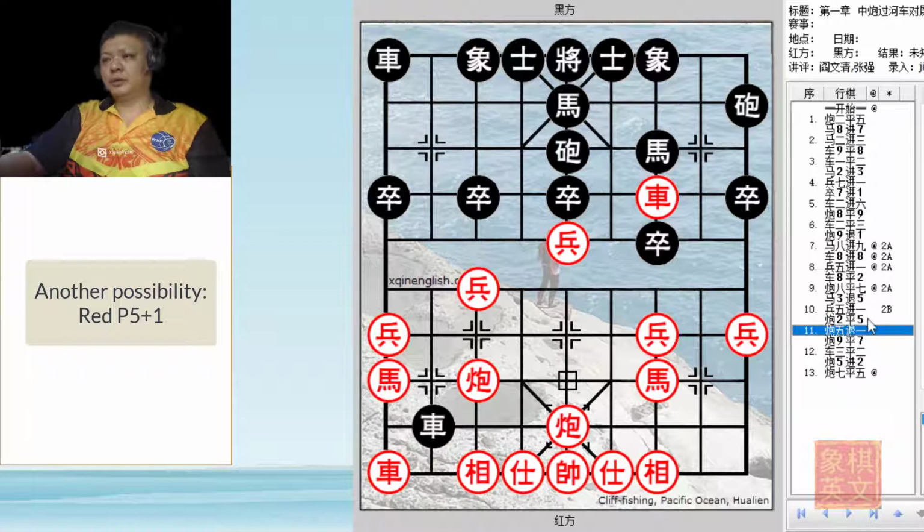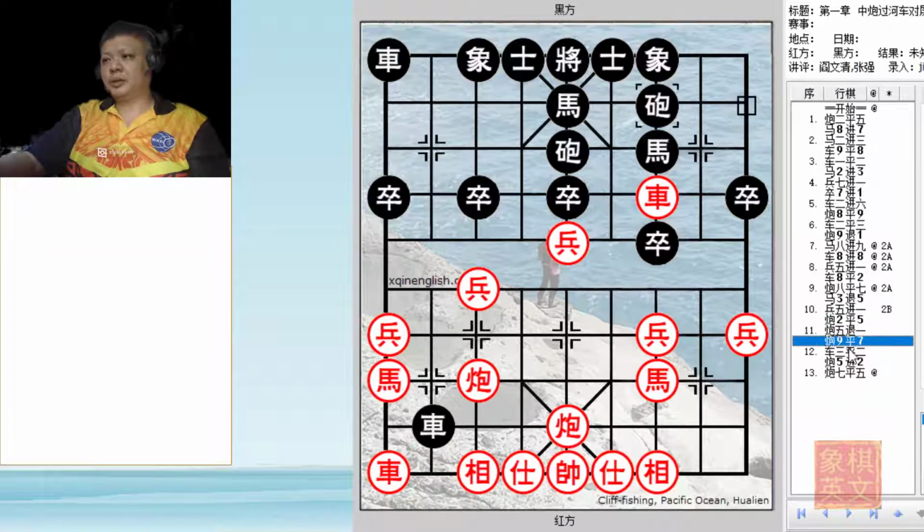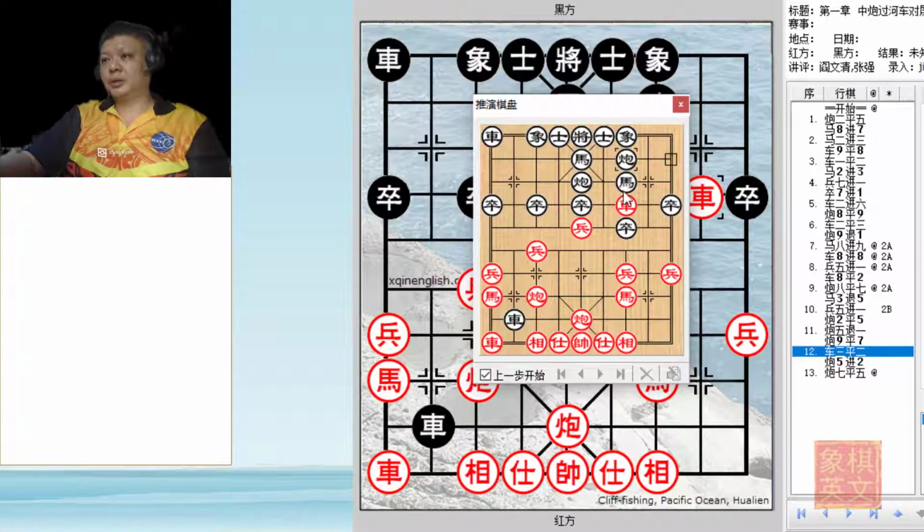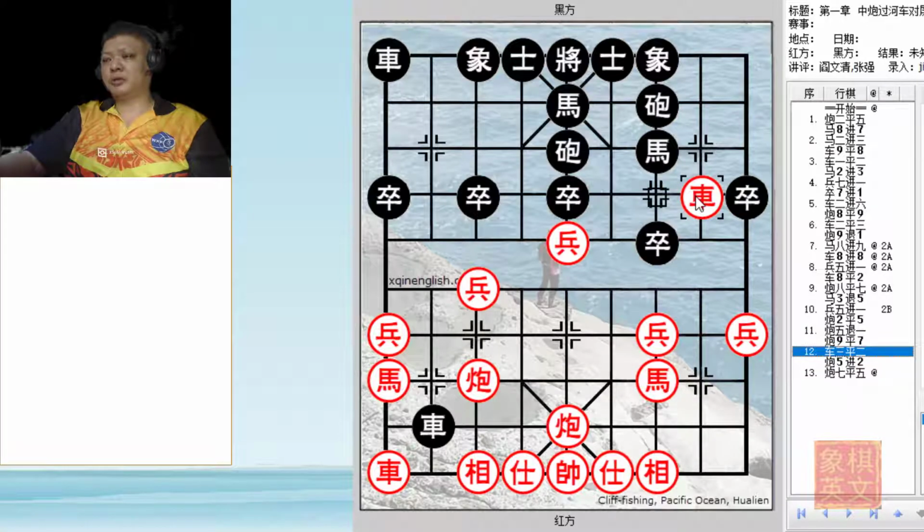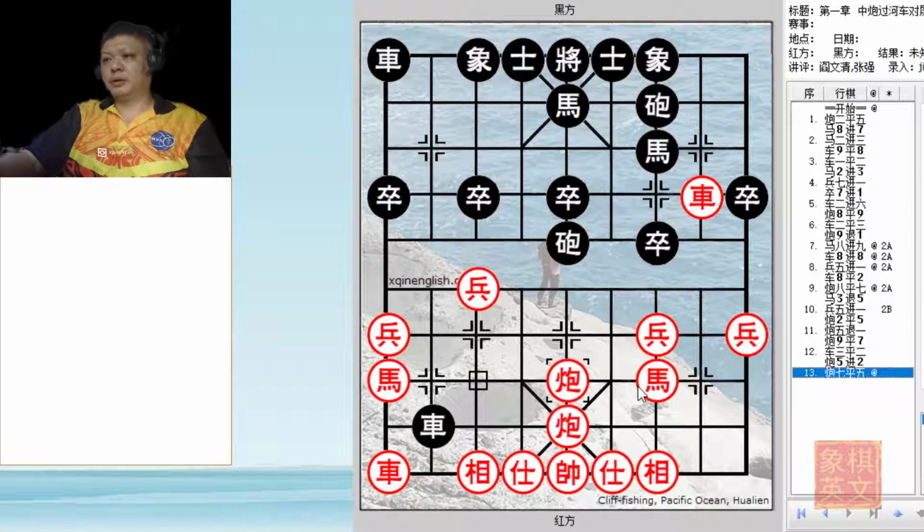Black counters. Red retreats the cannon, preparing for double cannons. 9 equals 7, dislodging. Again, the chariot cannot move here, otherwise it will be a check. If black moved here, this will be a check, and black will capture the red chariot. So that is why the red chariot has to move here, capturing the pawn. And red will now have the initiative with the double cannons attacking the central file very aggressively.